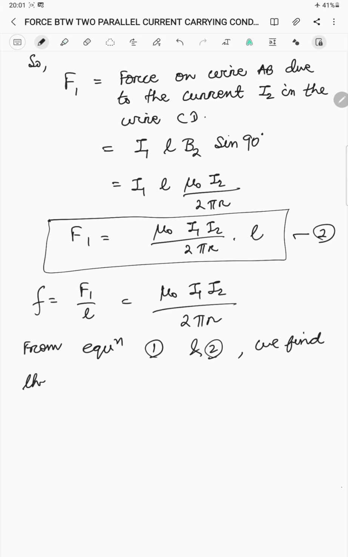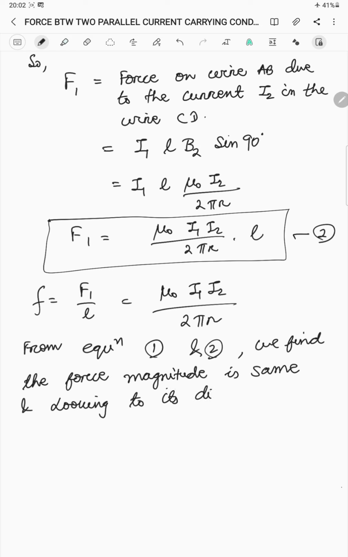the force magnitude is same, and looking to its direction we can say parallel currents attract.